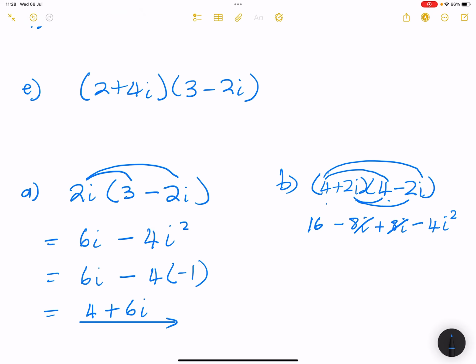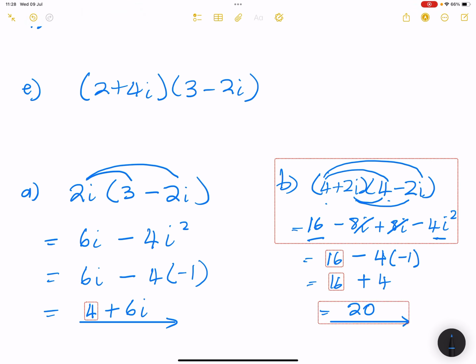So what are you left with? With the difference of the squares of the two numbers. So I've got 16 minus 4 times i squared, and i squared is negative 1. So I've got 16 minus 4 times negative 1, that is negative negative 4, which will give us 20. And I want you to please note, in this case, it means that our imaginary component is actually 0. All right, so that is how you do it.